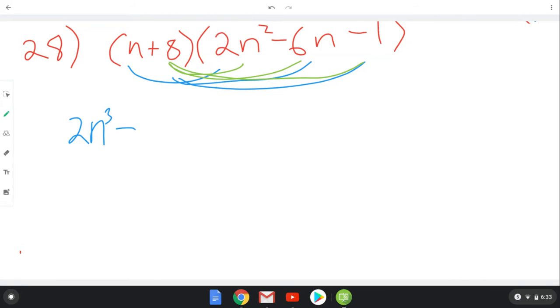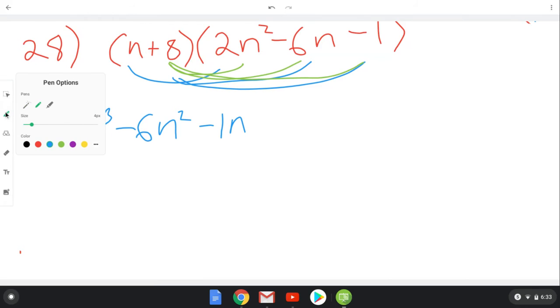And then the next thing I'm going to do is n times negative 6n. So again, there's no number here, so it's still going to be negative 6. And then I have n times n, which is n squared. And then I have n times negative 1. So n times negative 1 is just going to be negative 1n. Okay, so I have negative 1n there. And you don't have to write the 1, but I'm going to for now. Okay, so that was multiplying n by each of these.